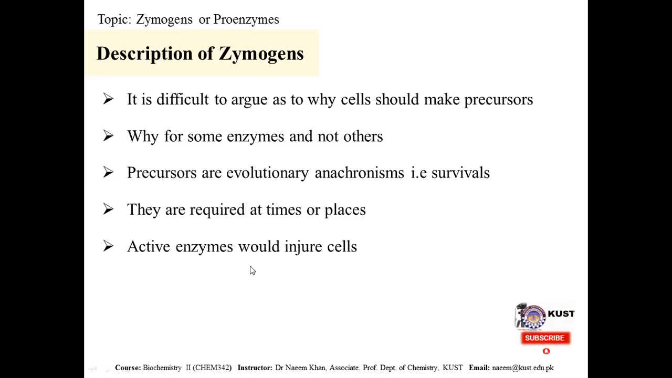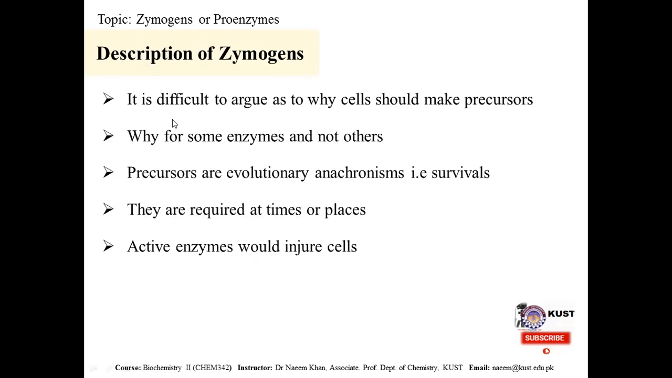This is a very good answer to this argument. The enzymes, if produced in inactive form, would injure the cell. For example, if an enzyme is digesting protein, and if it is produced directly in the active form, it will definitely attack the cell proteins. We know that the cell membrane is made up of protein and lipids. So even if food protein is not available, they will attack the protein available in the cell. In this way, the cell will be injured.